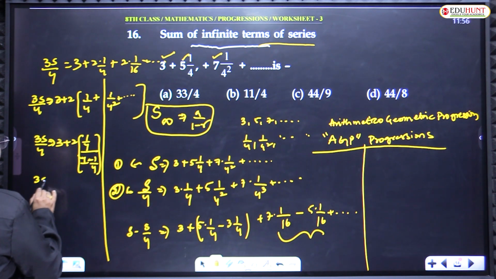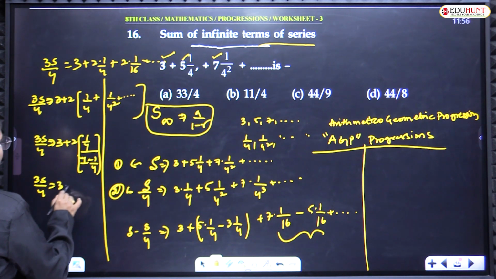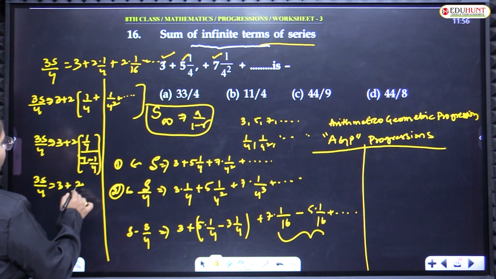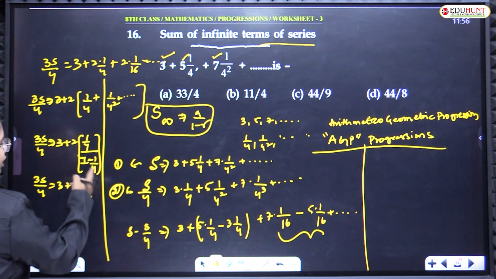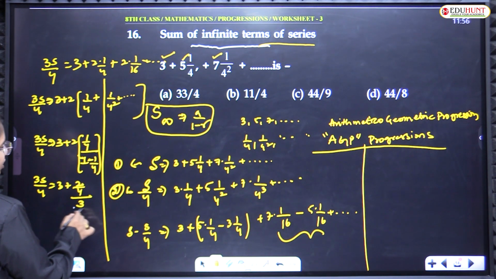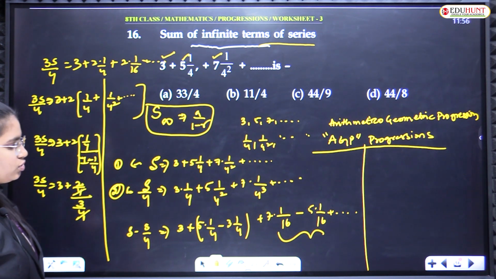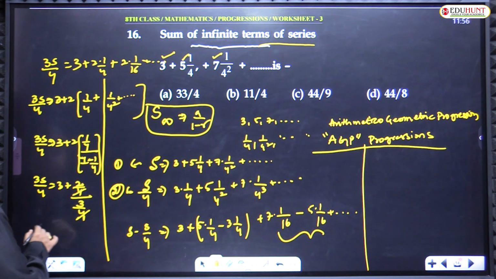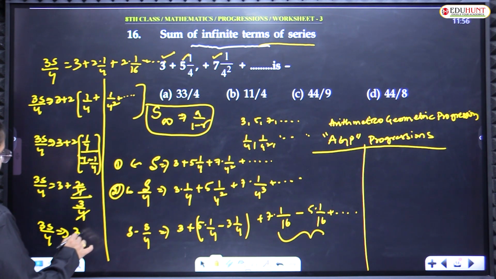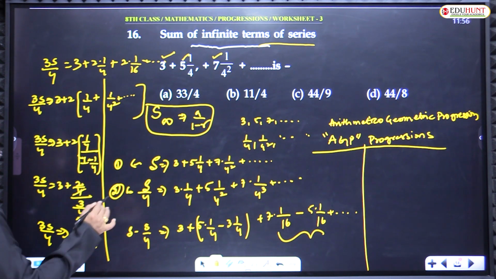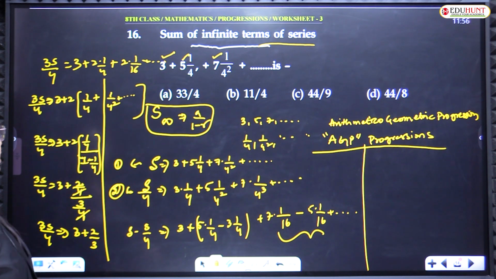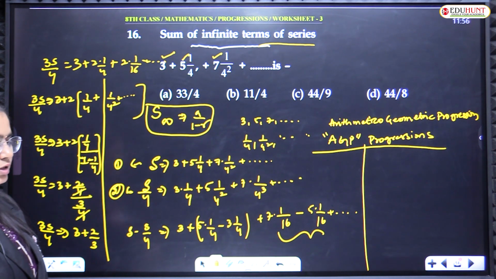So 3S by 4 is equal to 3 plus 2 into 1 by 4, which is 2 by 4. Take out the LCM, 4 minus 1 is again 3 by 4. Cancel 4 and 4 with each other. So what are you left with? 3S by 4 is equal to 3 plus 2 by 3. 3 plus 2 by 3. So what are you left with?